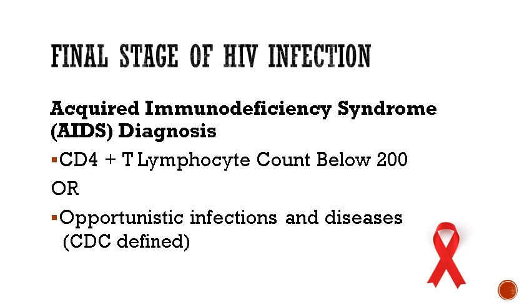To have an actual AIDS diagnosis, somebody has to have a CD4 T lymphocyte count below 200 or an opportunistic infection or disease present as defined by the CDC. And again, there's that table at the beginning of this chapter that's going to tell you what those opportunistic infections are.